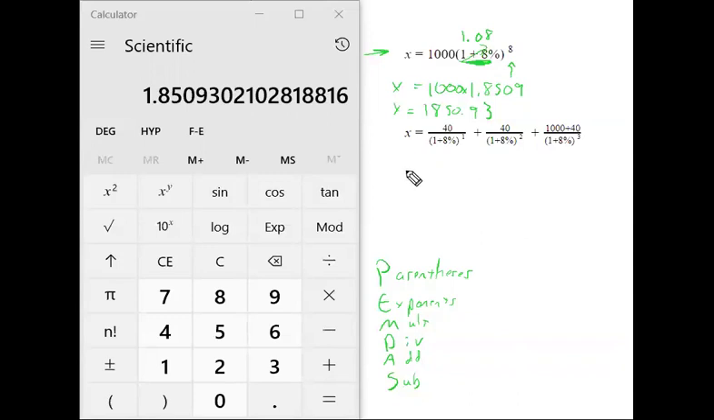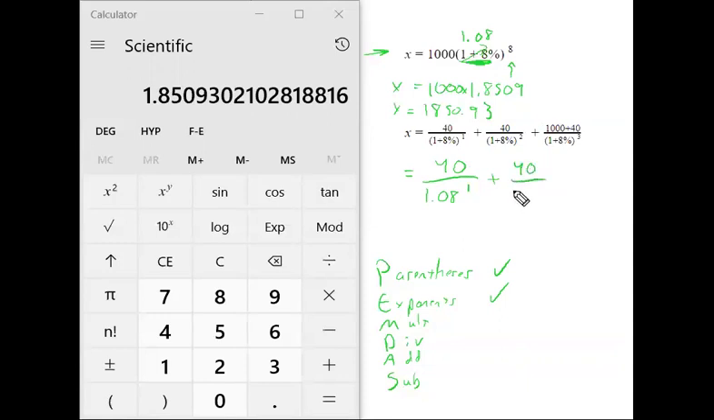So I'm just going to recopy the formula, and I'm going to do the exponent step. So 40 divided by 1.08 to the first power. Now, some of you may know that taking something to the first power doesn't change the number, so some of you may skip that step. That's fine. I do that in my section sometimes. I won't do it this time, but whatever.